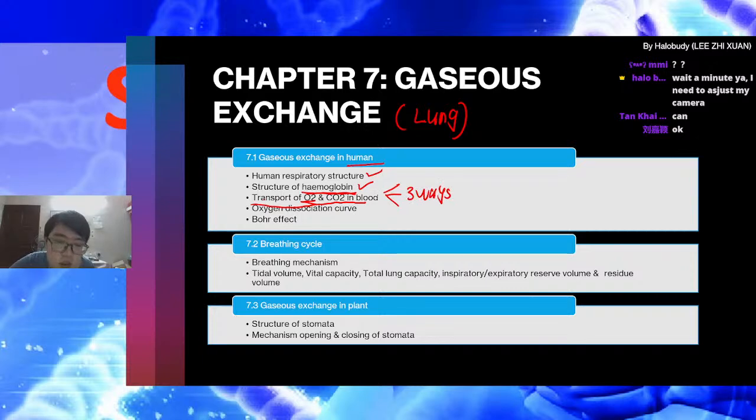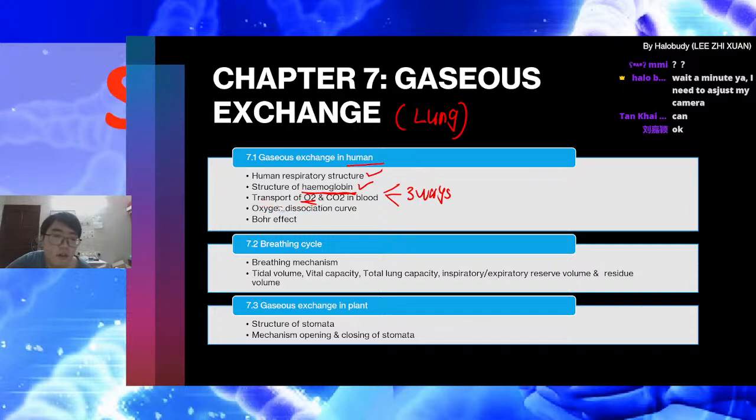But I don't know this topic, did you learn it in SPM or not, because I already forget what SPM teaches. So I think got lah, but not in detail lah. But in STPM you will learn in detail lah. Ada 3 cara lah untuk carbon dioxide diangkut dalam darah ke paru, to transport to the lung.